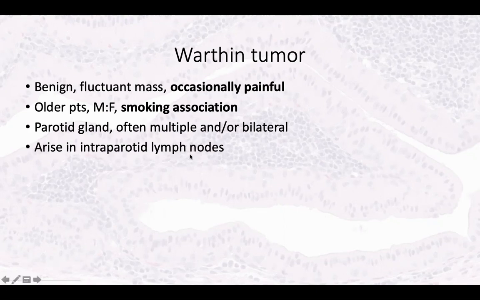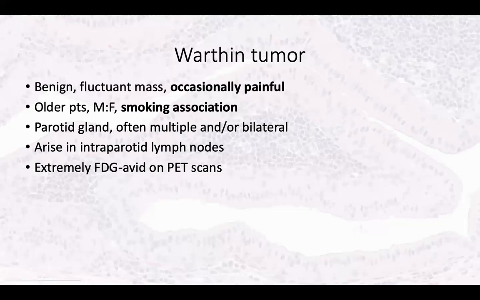Anyway, they're in the parotid gland, and they're often multiple. They're frequently bilateral, and they arise in intraparotid lymph nodes. This was debated for many years, and then Dr. McLean and Dr. Bishop did a study where they actually proved that they arise in intraparotid lymph nodes. Our current instructor can talk all about that when you rotate here. And they're extremely FDG avid on PET scans, and I'll discuss that in a little bit.